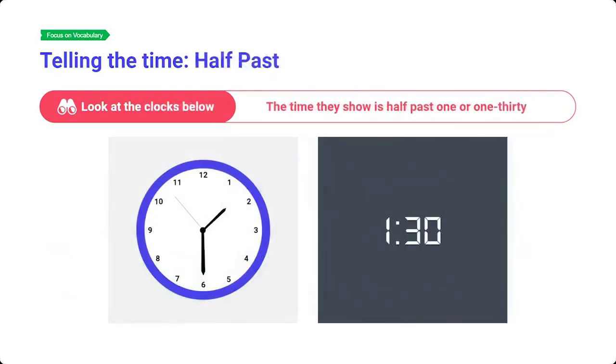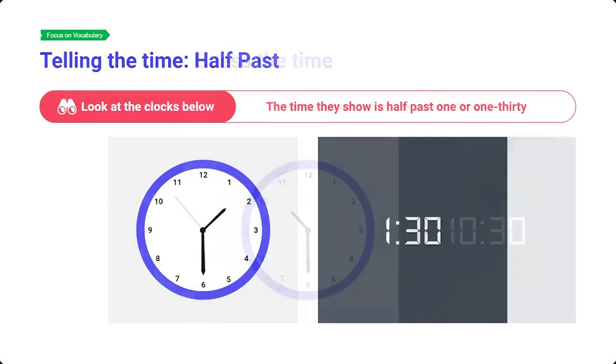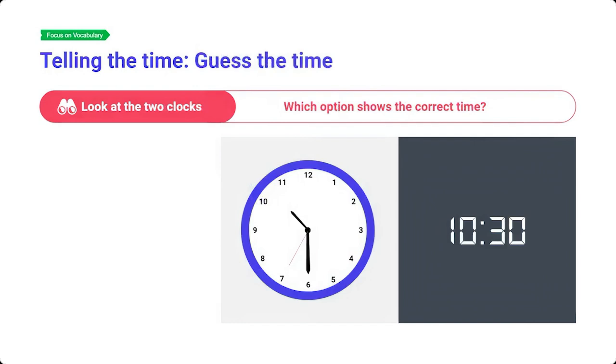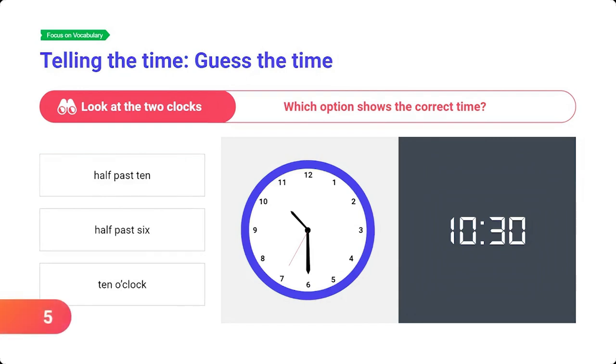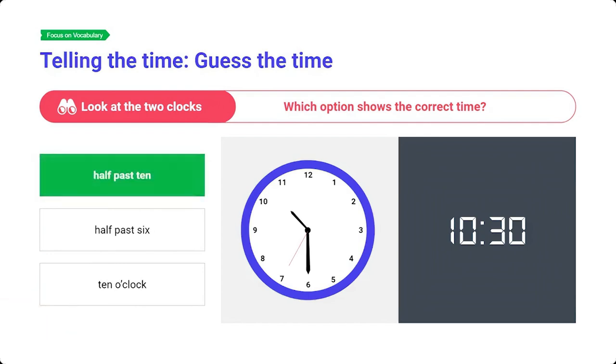Look at the clocks below. The time they show is 1:30. Look at the two clocks. Which option shows the correct time? 10:30, 6:30, 10 o'clock. That's right. The answer is 10:30.